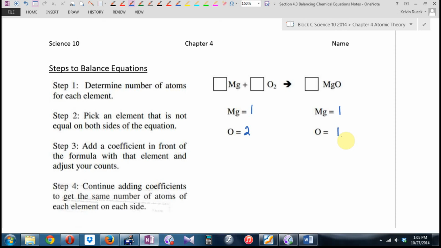So I got 2 oxygens on the left. I got 1 on the right. So the first thing that I might try is putting a 2 there.